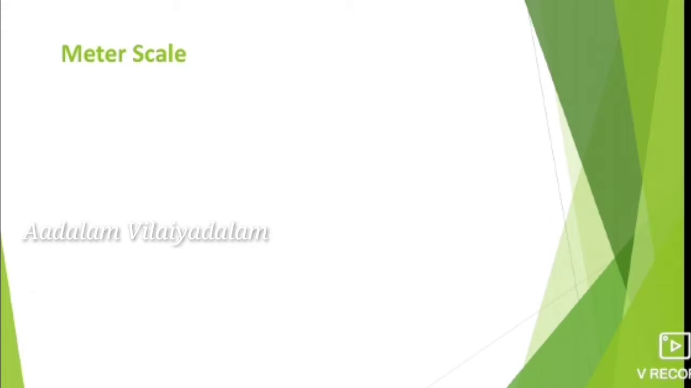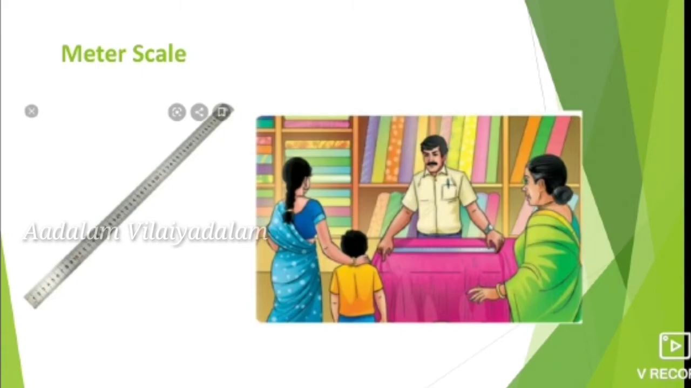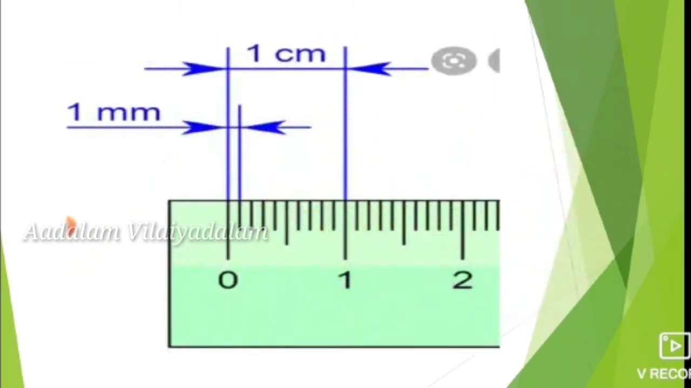And next, the meter scale. The meter scale is used to measure the length of cloth in textile shops. How to measure the readings in a scale? The scale which contains up to 15 readings is known as a small scale and up to 30 readings is known as a large scale. The distance between 0 and 1 denotes 1 centimeter.